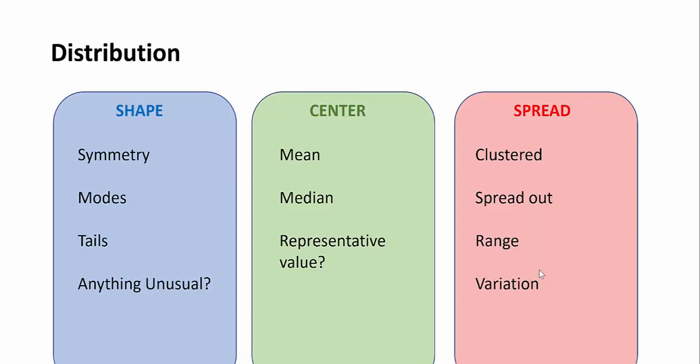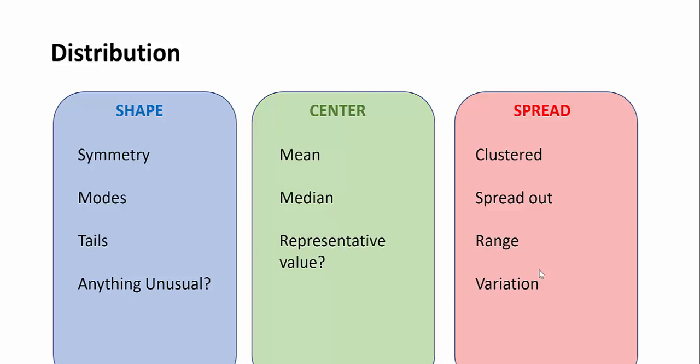When we talk about distribution, we're going to focus on 3 main ideas. The first one being shape. I've already alluded to these things like symmetry, the mode, the tails, anything unusual like the gaps or the outliers. The second category will be center or the typical value. We might use the mean or the median. Maybe we're going to see if there's another type of value that would represent a typical center or typical value.